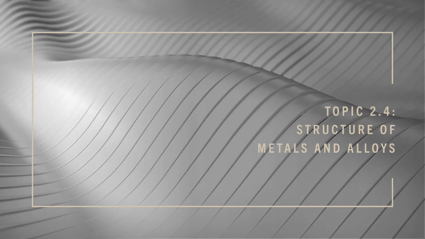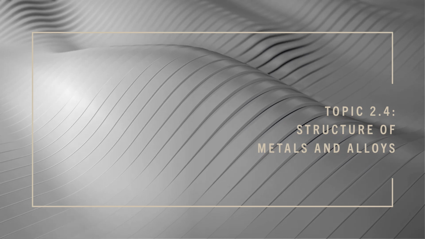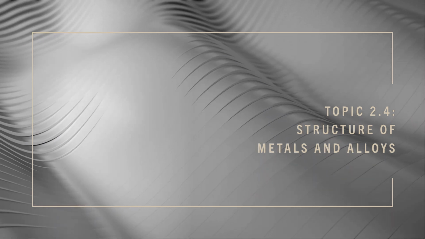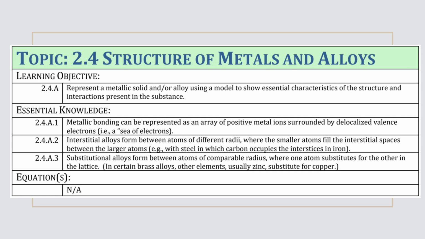This is topic 2.4 for AP Chemistry, Structure of Metals and Alloys. The objective is to be able to represent a metallic solid and/or alloy using a model to show essential characteristics of the structure and interactions present in the substance.